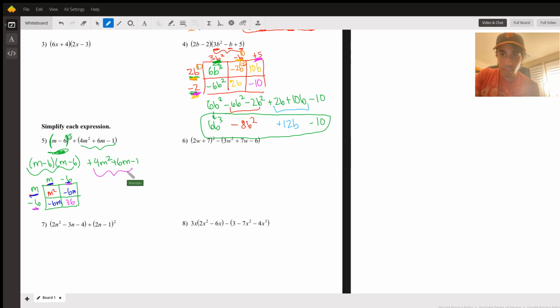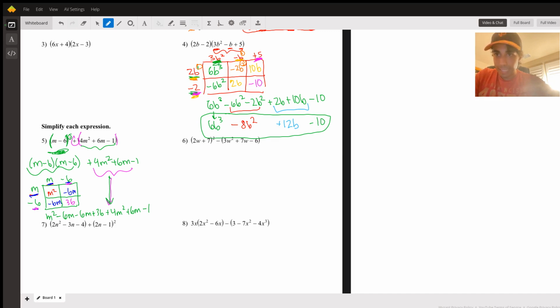But don't forget this guy over here. I see people sometimes forget about the rest of it. Don't forget it. We are still adding everything over here. All right, so let's write what we've got. So we've got m squared. Again, this is copying down from what we just did in box method. Minus 6m plus 36. And then we need to copy the rest of this stuff down. Plus 4m squared plus 6m minus 1.